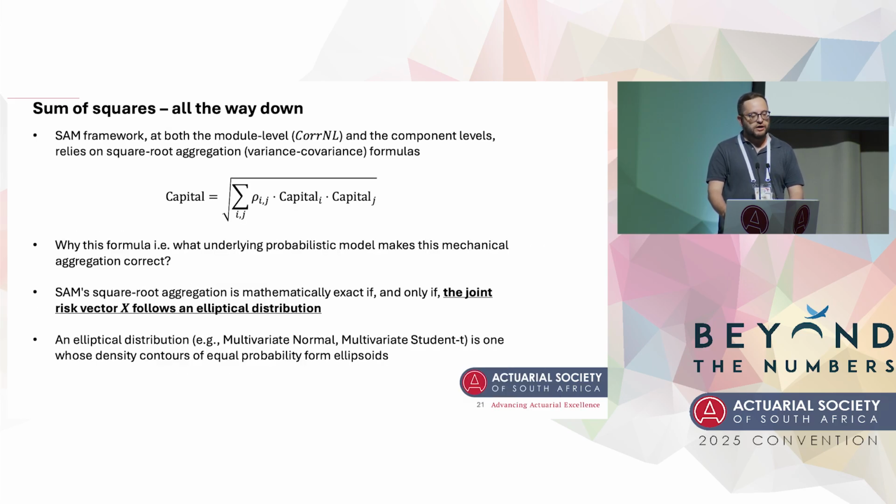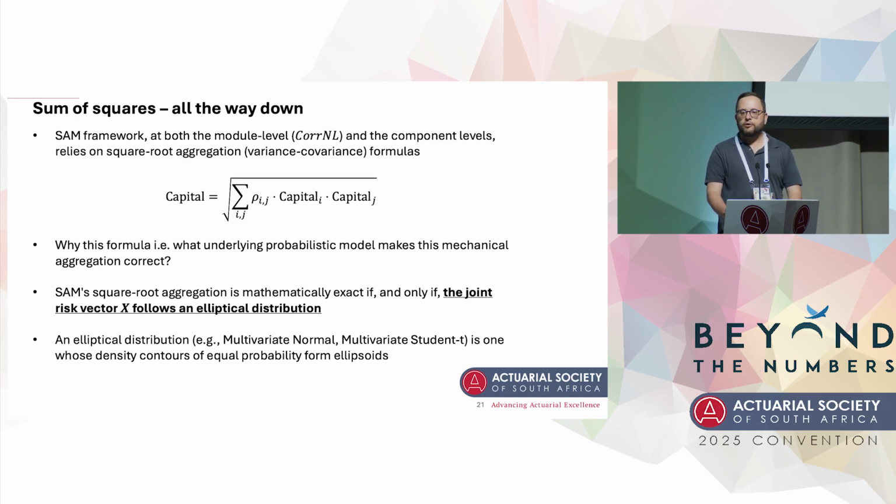And as we've said, you have sum of squares all the way down in SAM. So not only are we going to do this at the module level, you're also going to do this on the component levels. For example, I think you do this between premium risk and reserve risk for each line of business in your premium and reserve risk component. If I'm not mistaken, you do this for several of the man-made catastrophe perils, like for trade credit. And then you also do it in a bunch of other places. So basically it's sums of squares all the way down.